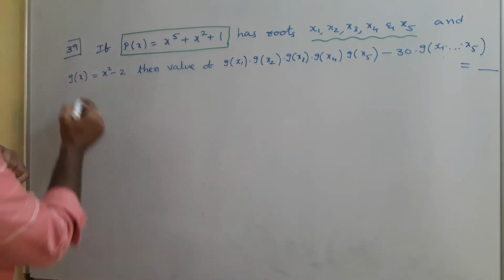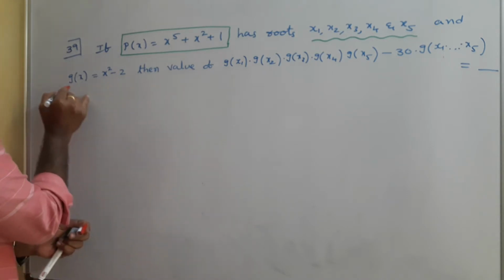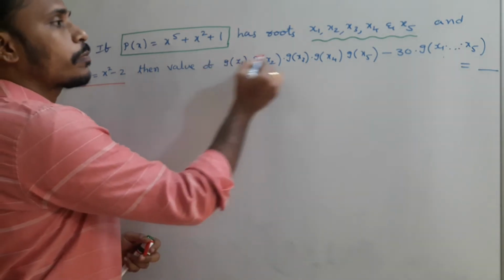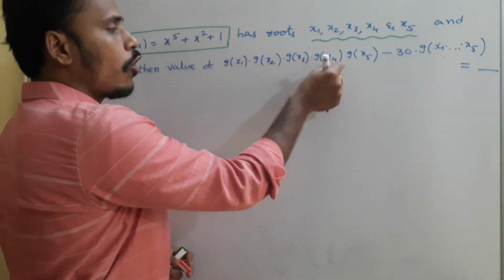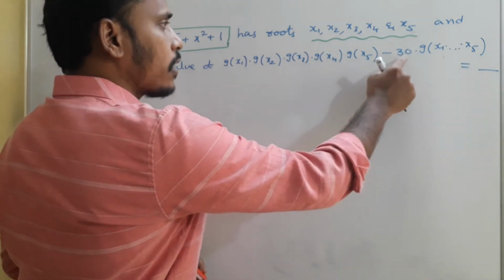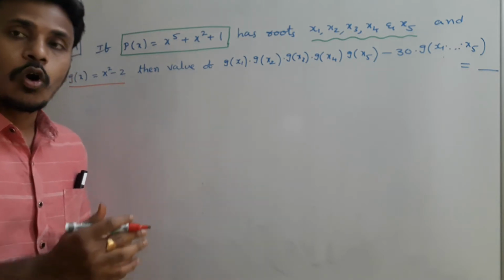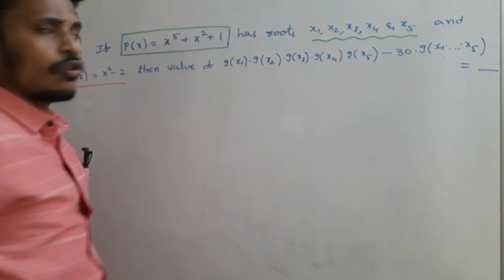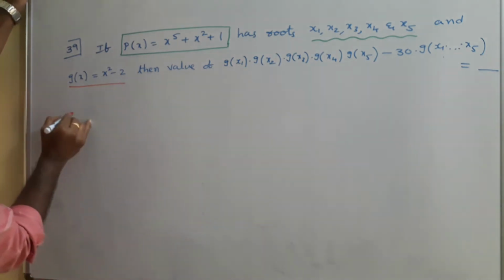Now g of x is another polynomial, x square minus 2, and we need to find this particular value: g of x1 into g of x2 into g of x3 and so on, the product of all these things, minus 30 into g of all these things. That's what we need to find. First of all, for the given polynomial, these 5 are the roots. That was very clear. Here g of x1, g of x2, all these things are involved.